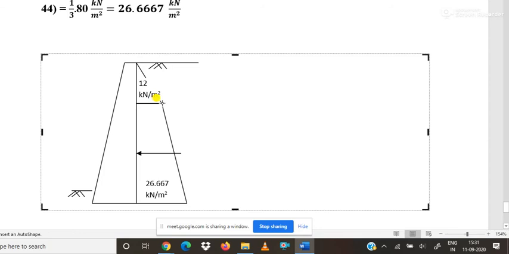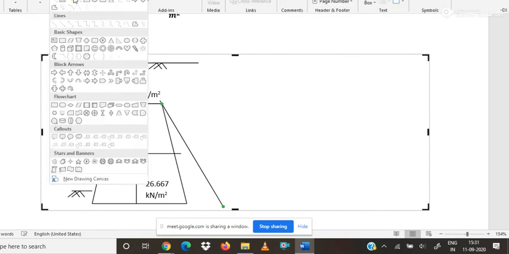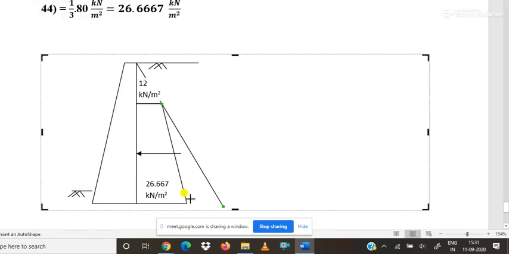And that pressure is starting from this to this.